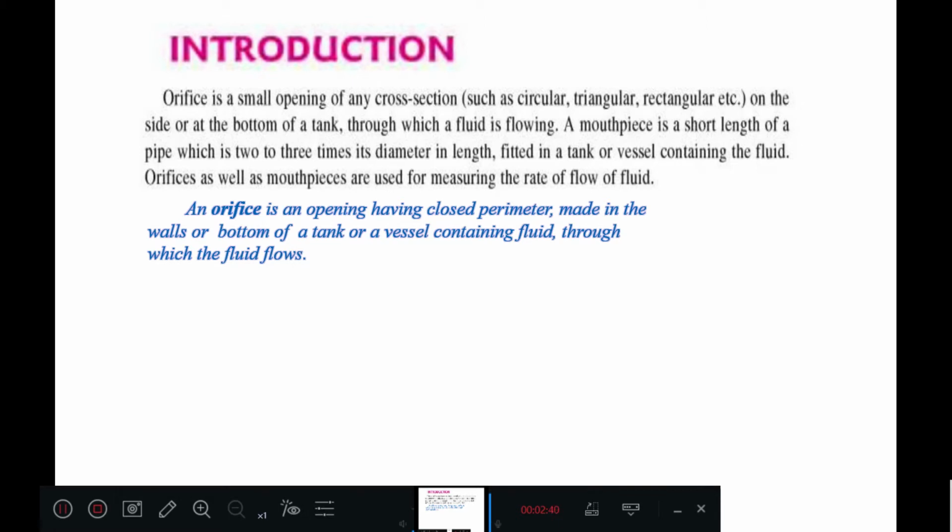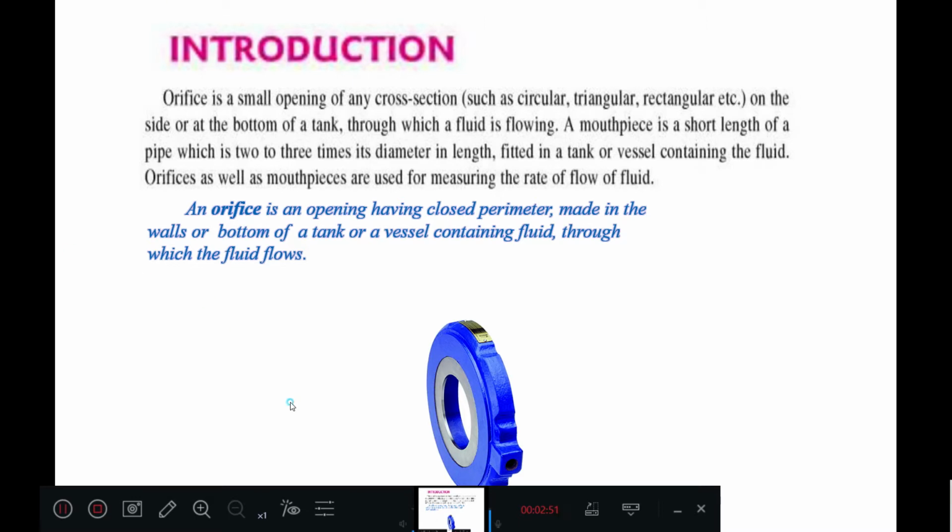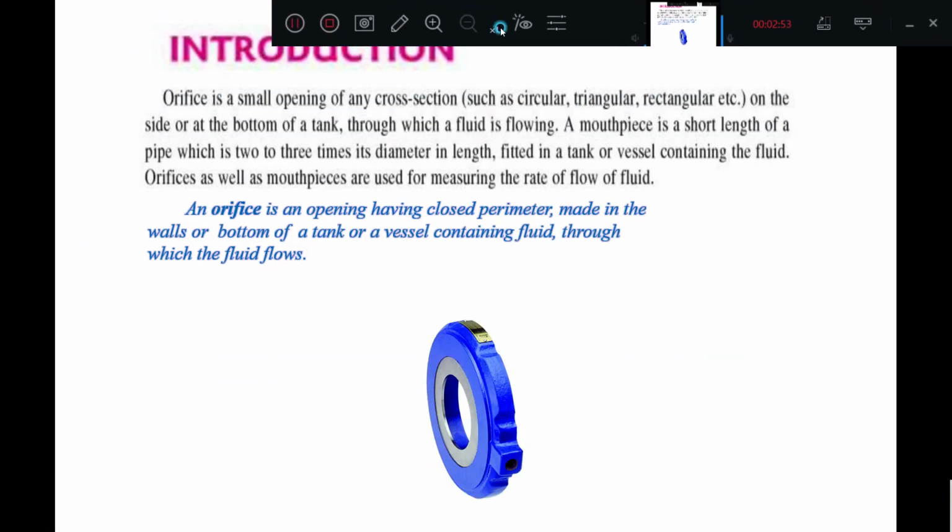As I said, an orifice is an opening having a closed perimeter like this. Just look at this picture, so you can easily understand. It will be a closed perimeter made in the walls or bottom of a tank or a vessel containing a fluid, through which the fluid flows.